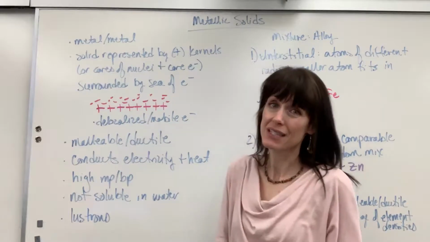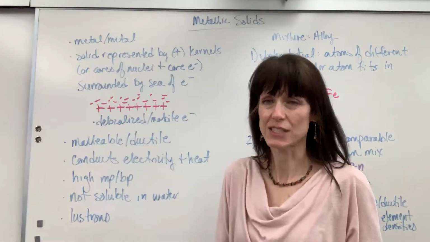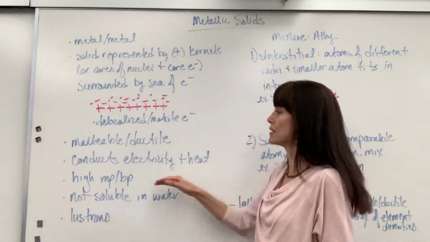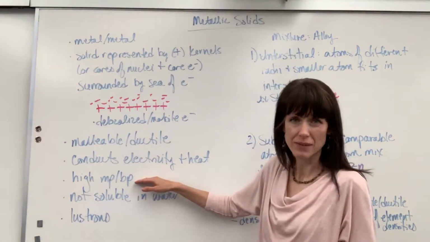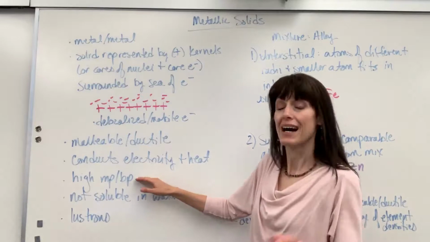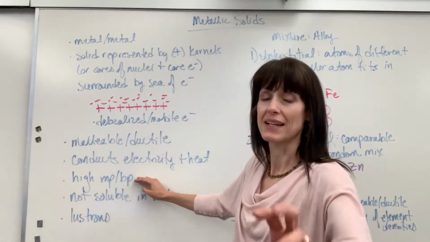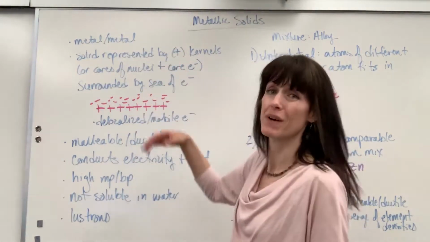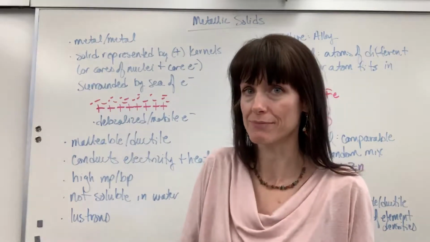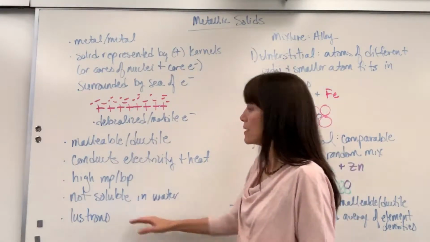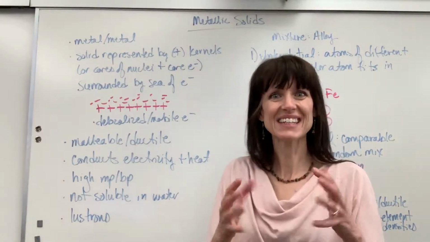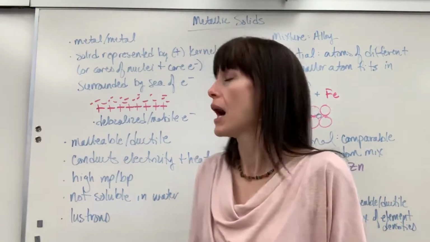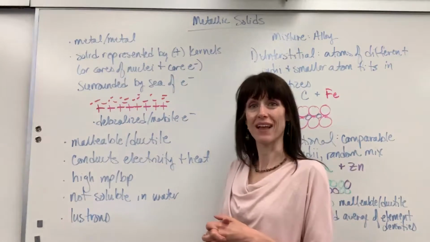Conducts electricity really well and conducts heat really well. That's why we use metal pans, and this is why we use copper wire. Has a really high melting point and boiling point. Not as high necessarily as ionic. Remember, ionic bonding is stronger than metallic bonding. Just keep that in your mind. Not soluble, won't dissolve in water, and lustrous. The shininess, the beautiful shine of metals, is going to be from the sea of electrons.